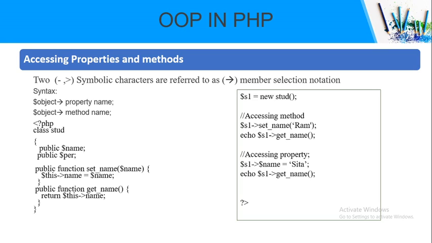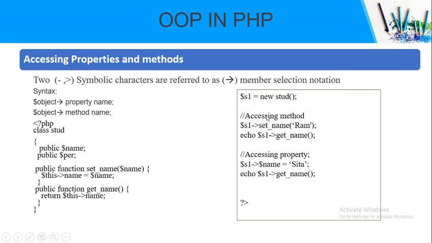Then you can declare another function publicly. Function setName means you can set the name of the student, and you can access this name by using the pseudo variable $this. Then another function is getName, meaning you can display or retrieve the name of the student which is provided as an argument to the particular function. Then you declare the object $s1 equal to the new keyword, then the student class. This is the constructor.